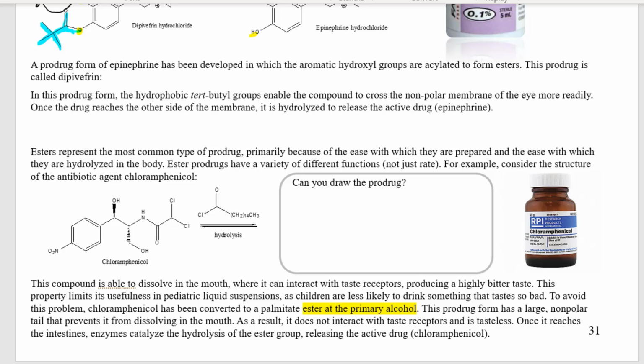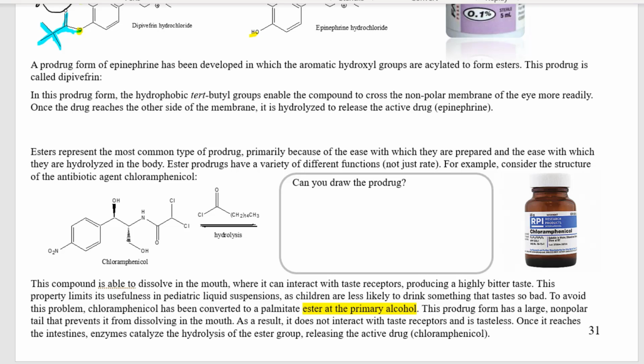For example, consider the structure of the antibiotic agent chloramphenicol. So here's chloramphenicol, and the hydrolysis of it is going backwards, but going, can you make the prodrug? So this is the drug that we actually want. That's the active form as drawn. But this compound is able to dissolve in the mouth where it can interact with our taste receptors, producing a really terrible bitter taste. So this property isn't very good, especially if you want kids to try it. Getting it down the hatch in your mouth is not so easy if you need the kid to take chloramphenicol.